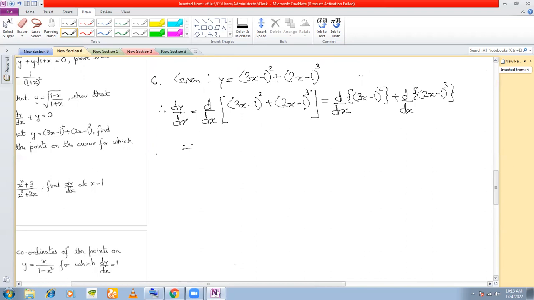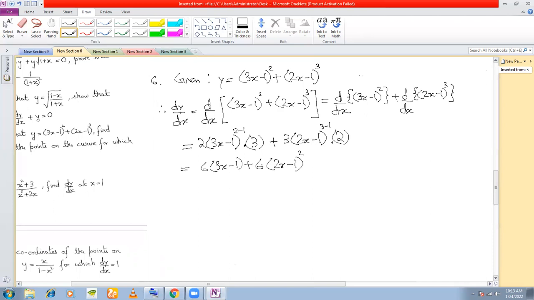d/dx of (ax plus b) to the power of n was n into (ax plus b) to the power of n minus 1 into the coefficient of x, which is 3, right? And similarly here, you have 3 into (2x minus 1) to the power of 3 minus 1 into the coefficient of x, which is 2, right? They have 6 into (3x minus 1) plus 6 into (2x minus 1) square, right?